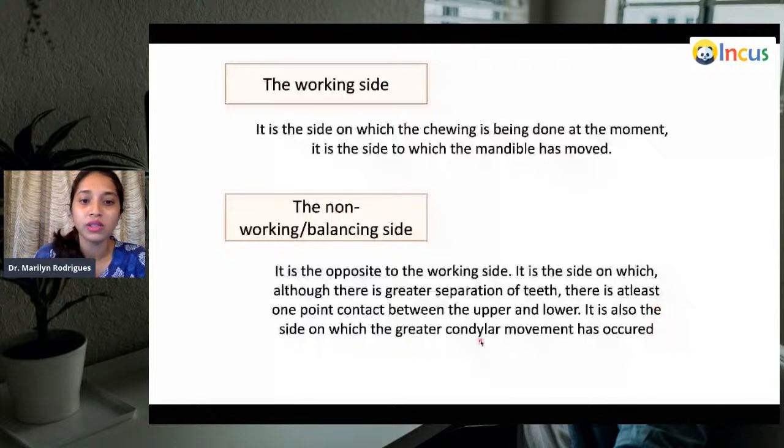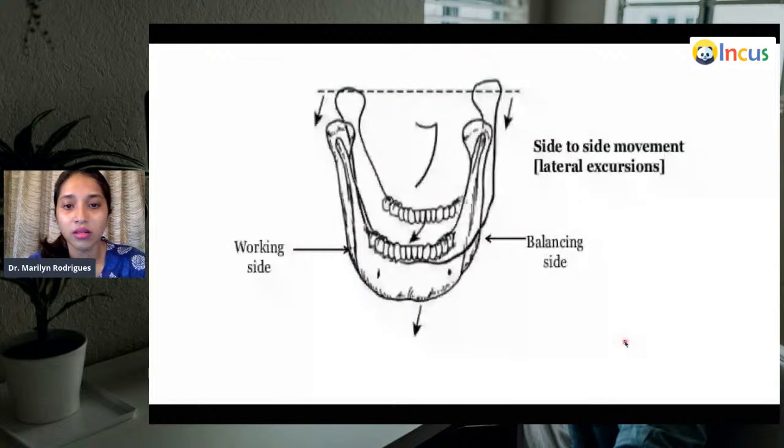We will see it in this diagram. Now, in this diagram, the mandible is moving towards your right-hand side. So the right-hand side is your working side, and the left side will be your balancing side. Last class, I had explained that on the working side, the condyle only rotates and moves laterally.